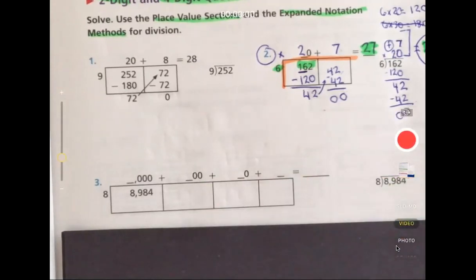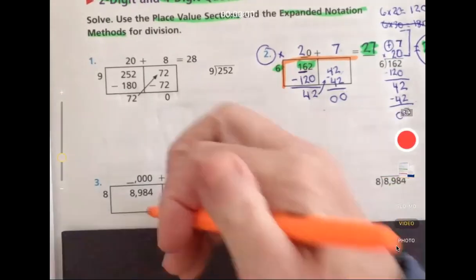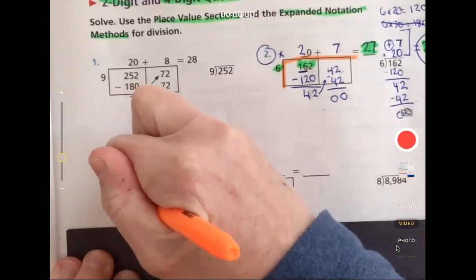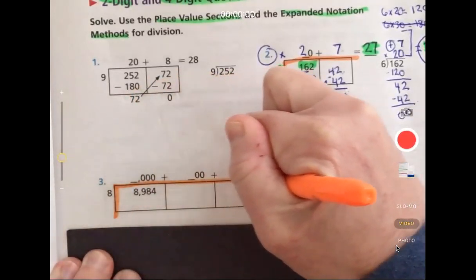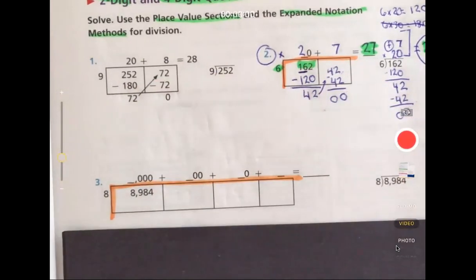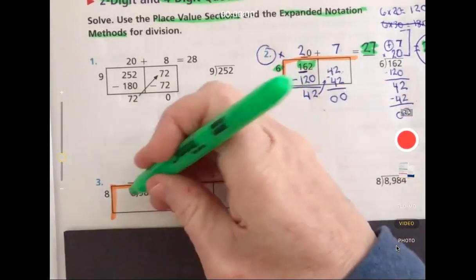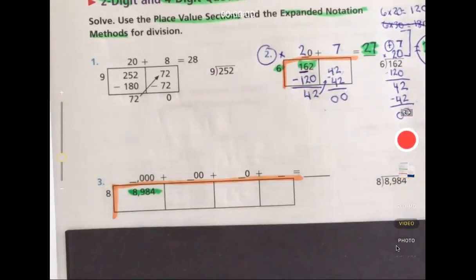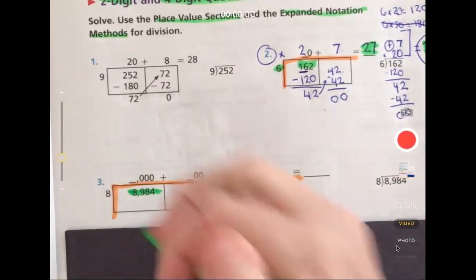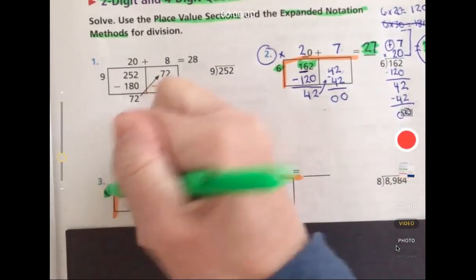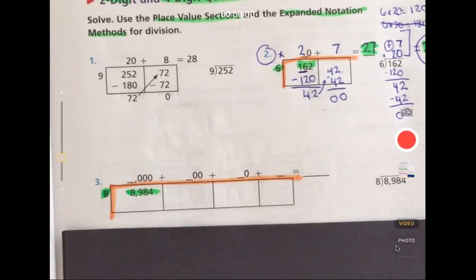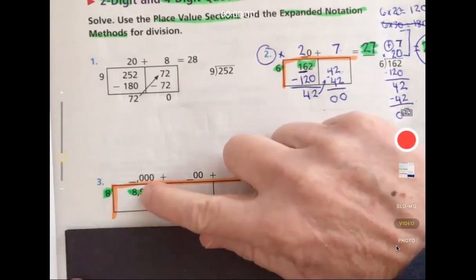Again, if I use and highlight, this is like a giant long division problem. So here is my quotient, 8,984 divided by 8. So I've got one of my factors, it's 8. Now I need to find what the missing factor is. Let's do it. I'll start with one digit.